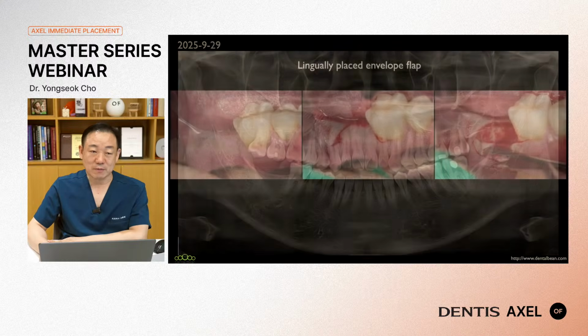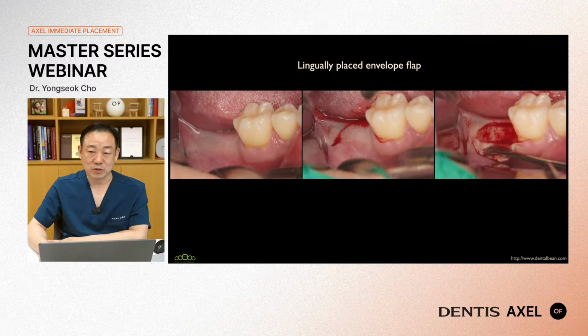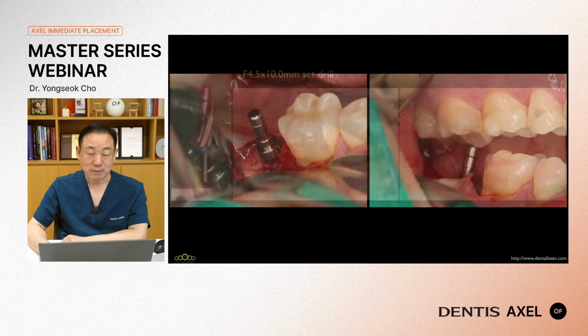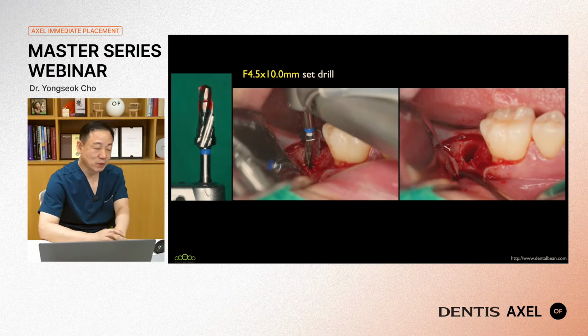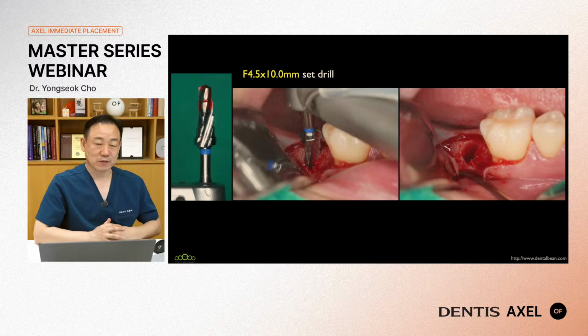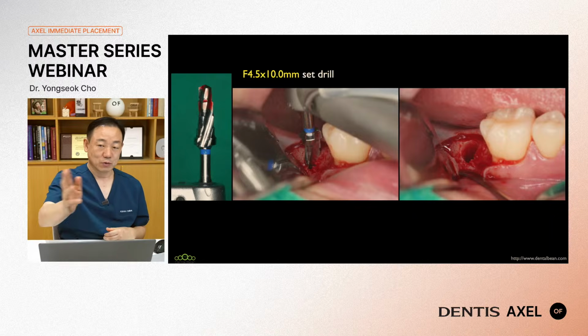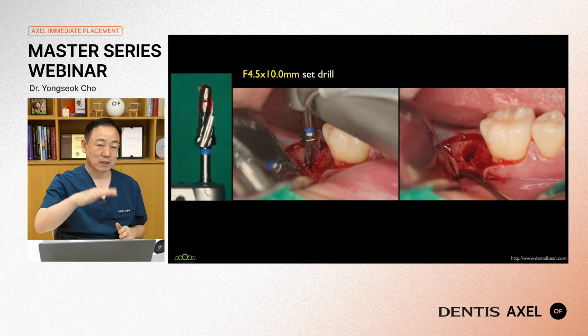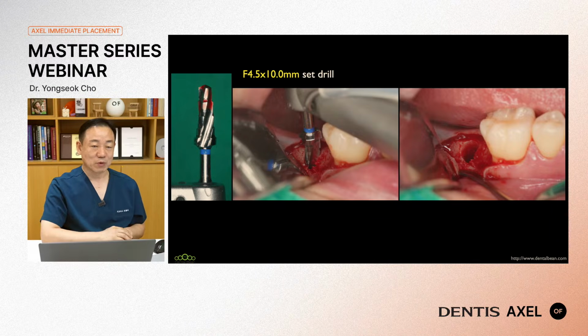Because of relatively insufficient keratinized tissue, again I tried the lingually placed envelope flap, marked the entry point, prepped the osteotomy, and verified the angulation of the implant considering the opposing dentition. My last drill was F4.5 by 10 mm set drill. Okay, and look at the right picture. Similar to the previous case, the buccal bone height and the lingual proximal bone height are quite different.